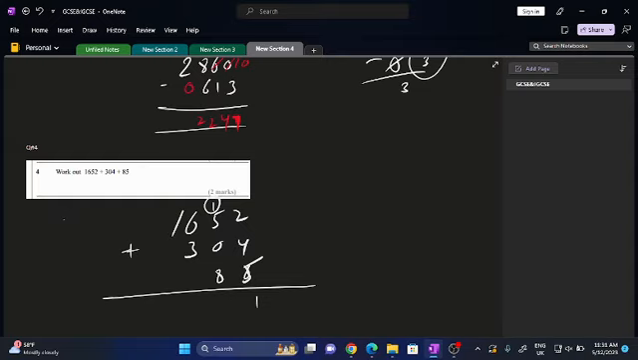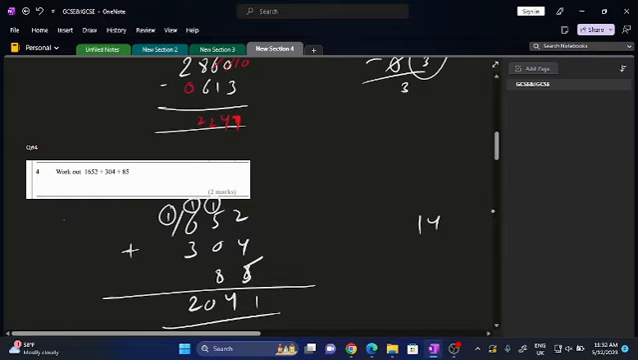5 plus 1 is 6. 6 plus 8 is 14. So 4 can be written over here. 1 can be taken as a carry. 6 plus 1 is 7. 7 plus 3 is 10. 0 can be written. 1 can be taken as a carry. 1 plus 1 is 2. So your answer will be 2041. That would be your final answer for question number 4.